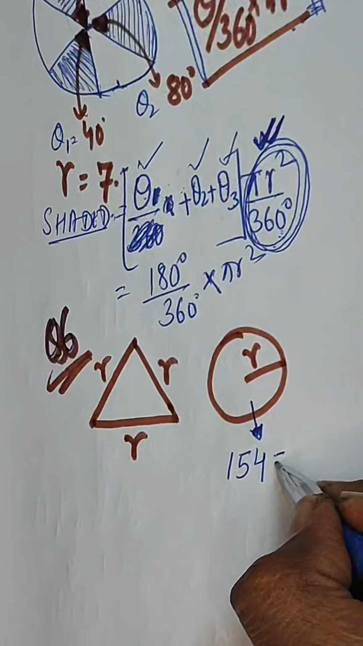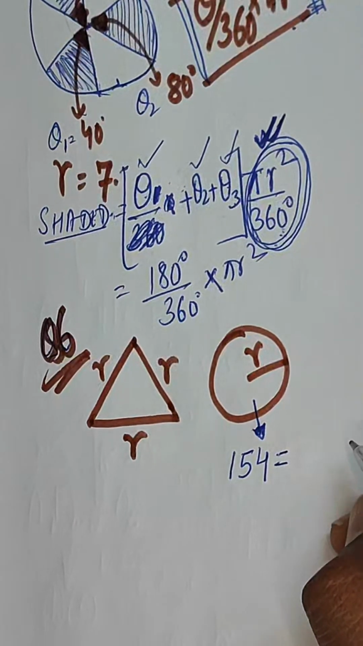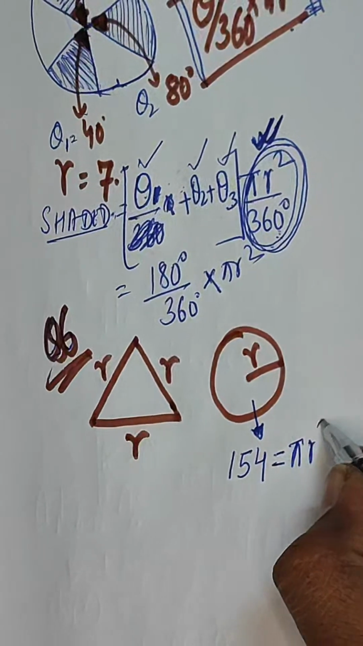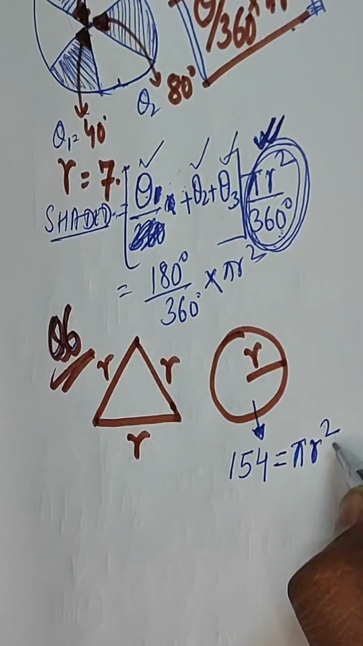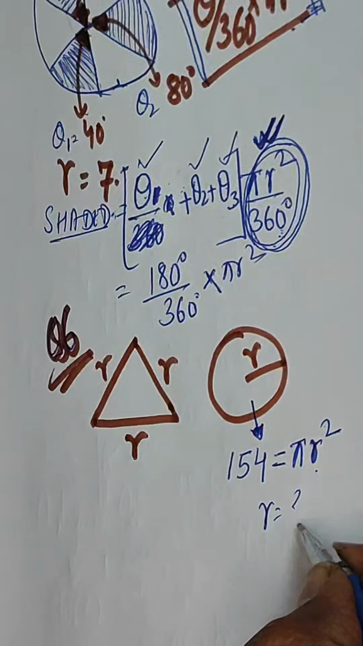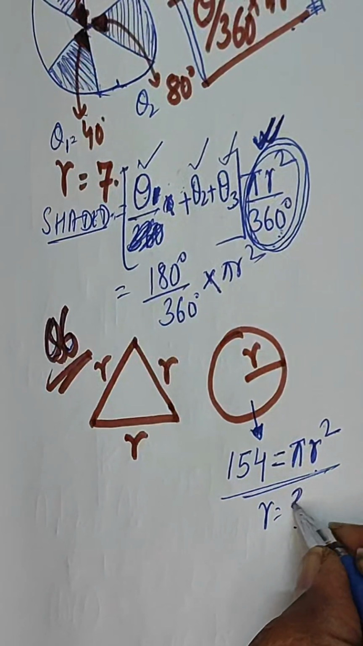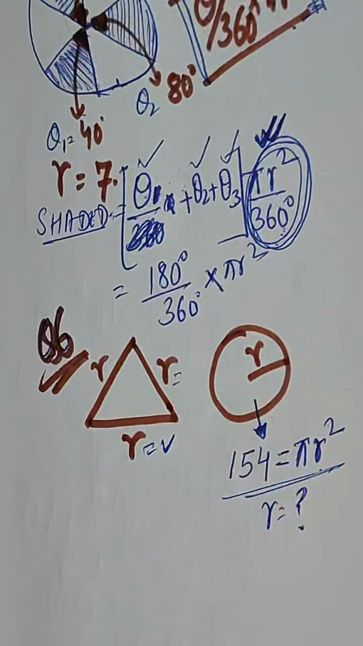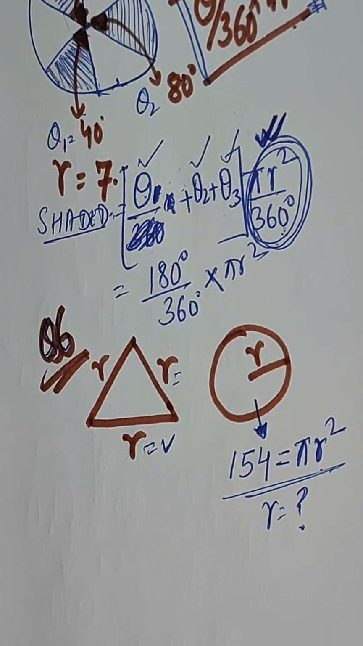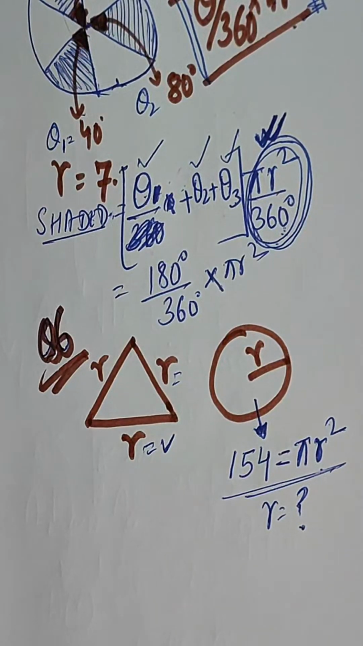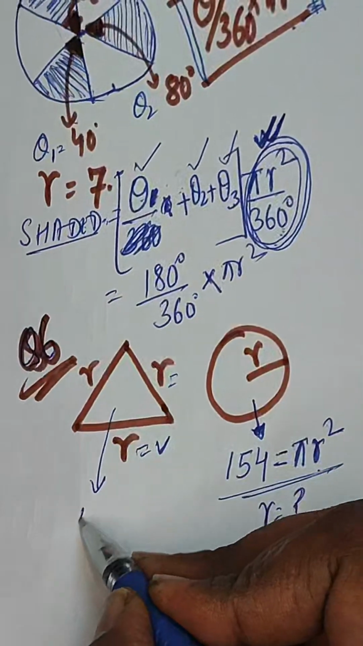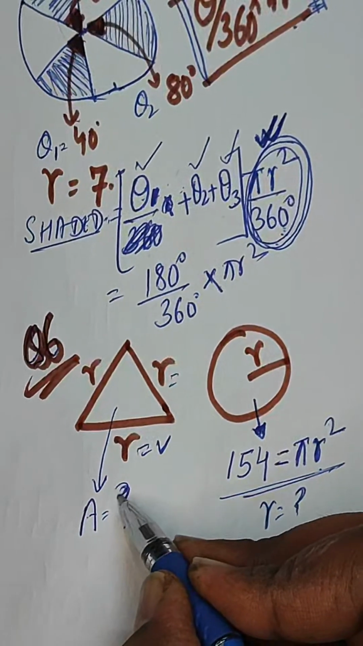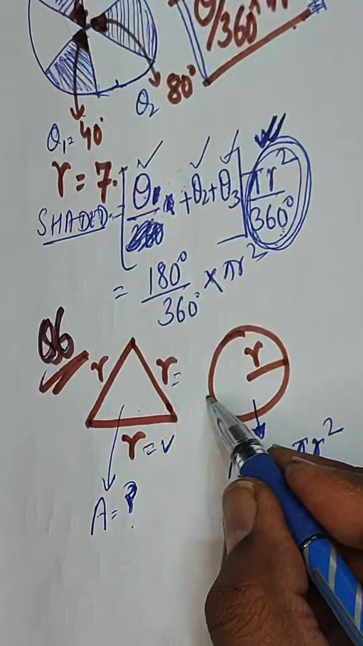If 154 is coming to you, then immediately something comes into your mind, that is, area of a circle is pi r squared, isn't it? So just equate it with pi r square. You get the value of r from here. Whatever value of r you are getting, you can put it over here. So now you know the side of the equilateral triangle. Now at this step, what is the next thing? Now they have asked in the question, what is the area of this equilateral triangle? So in such questions, a relation is given to you.